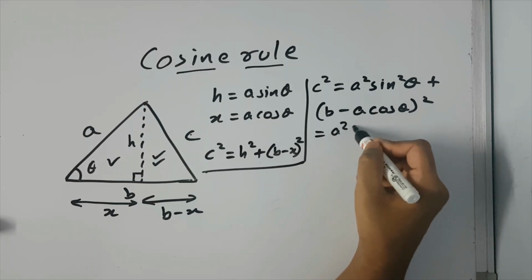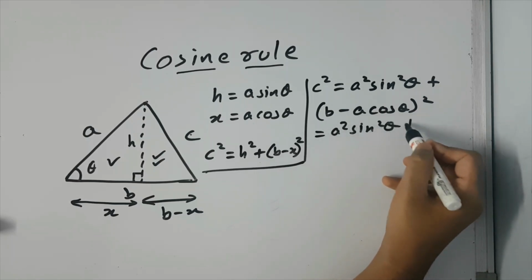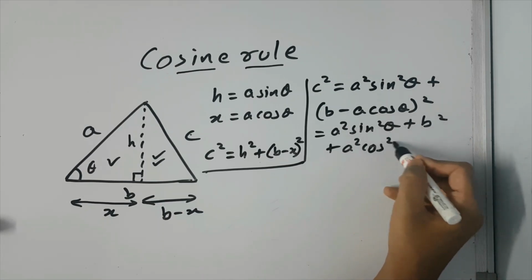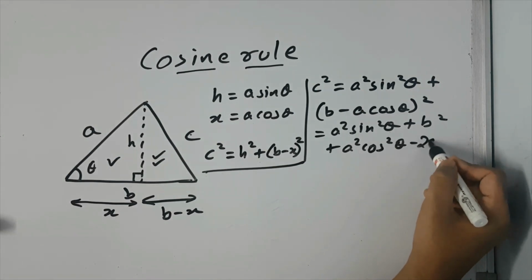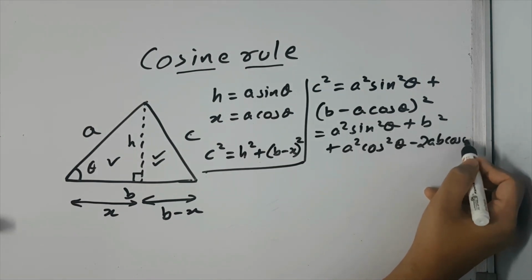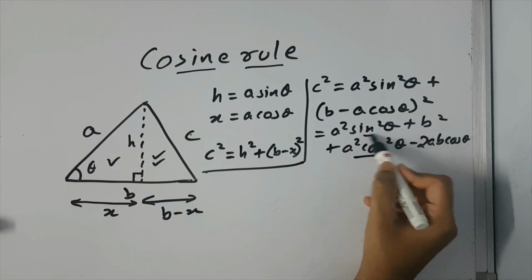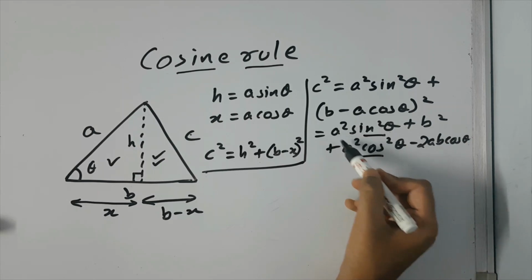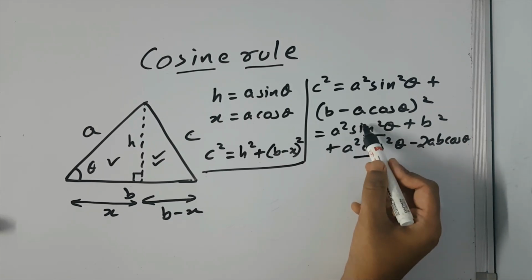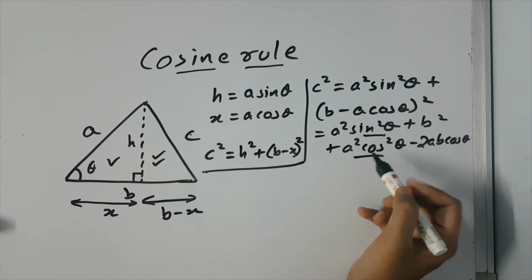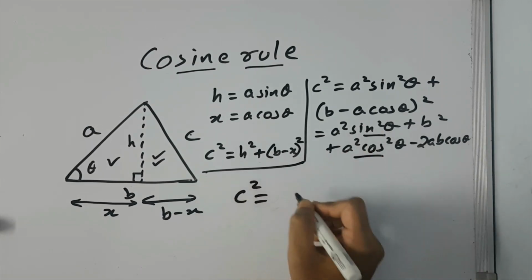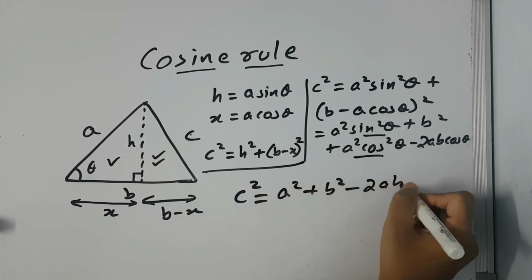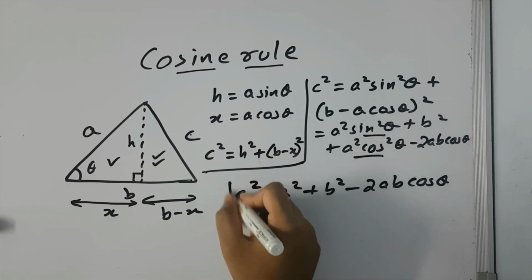What do you get? This would be a square sine square theta plus b square plus a square cos square theta minus 2ab cos theta. Now look at these two. When you add them, you could take a square common, and you'll end up with sine square plus cos square, which is equal to 1. So c square is equal to a square plus b square minus 2ab cos theta.